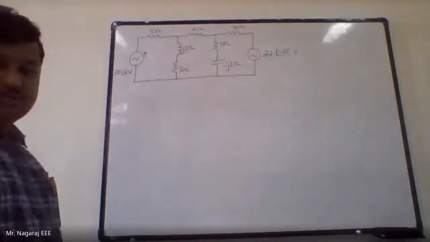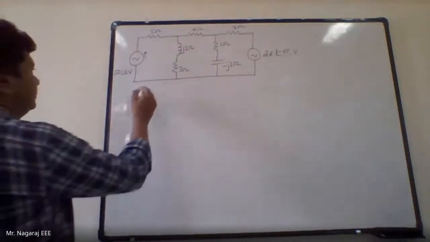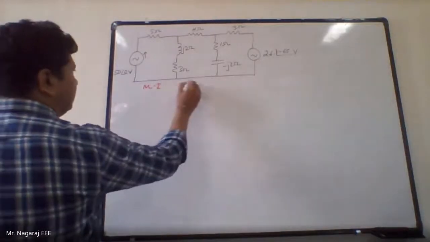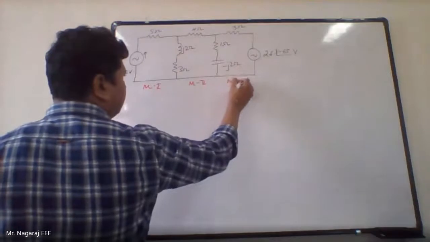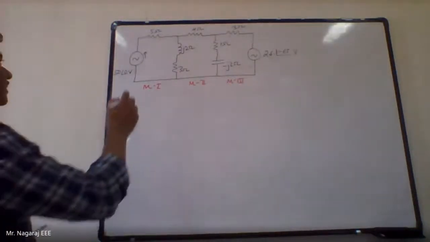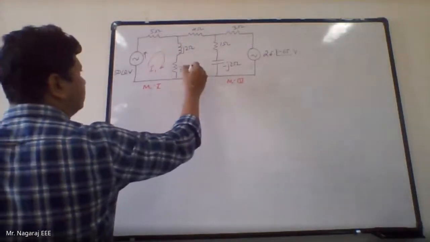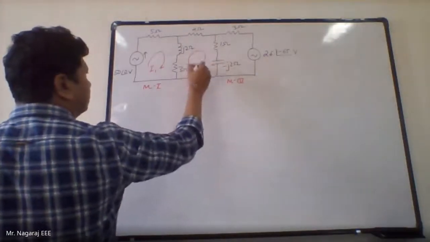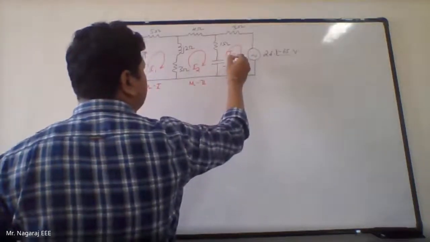So assign the currents, mesh currents. This is mesh 1, mesh 2, mesh 3. Okay. So now assign the mesh current for mesh 1: I1, I2, I3.